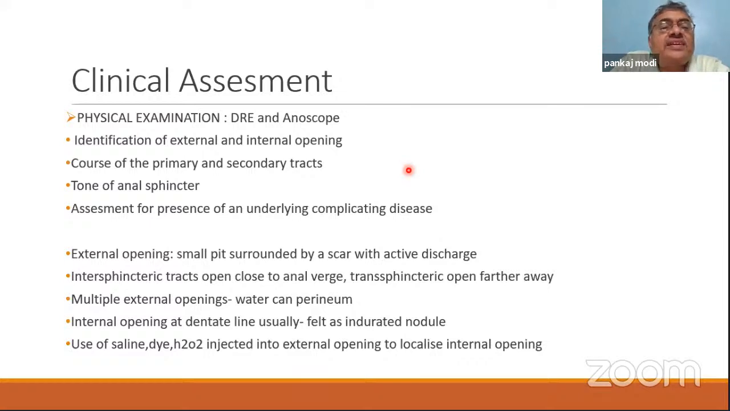Better is digital rectal examination, which may show it as a dimpling or anything. The problem is that many times a simple dimple may look like an opening. Second point is that sometimes proctoscopy and DRE are not possible. What will you do in that case? Because of the severe pain, it may not be possible. You understand? So again, you should keep EUA in mind. Okay.